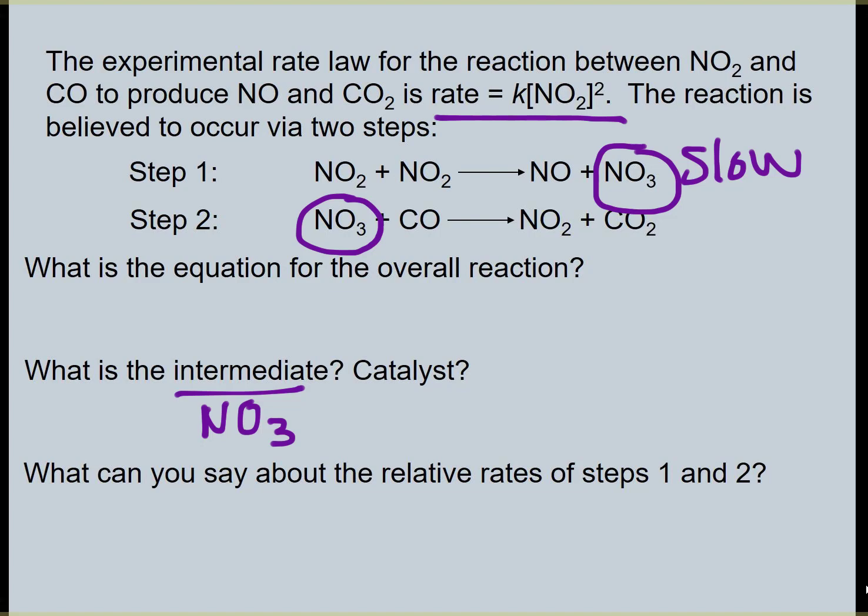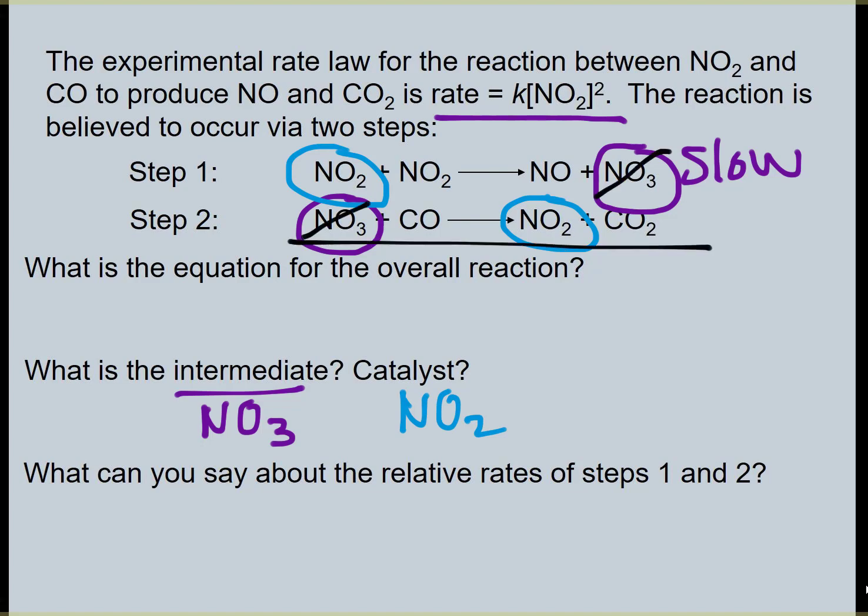Now let's identify, is there anything that is a catalyst? A catalyst, you'll see it at the beginning of the reaction, and it will be spat out at the end of the reaction. And I see that I do have a catalyst. It's right here. It enters into the reaction, but then it is spat out. So NO2, this is my catalyst. I can write an overall equation for this. If you cancel out the intermediates and you cancel out the catalysts, then you should get an overall reaction.